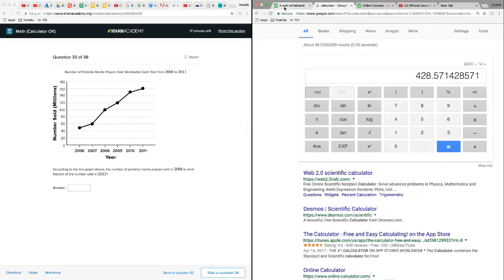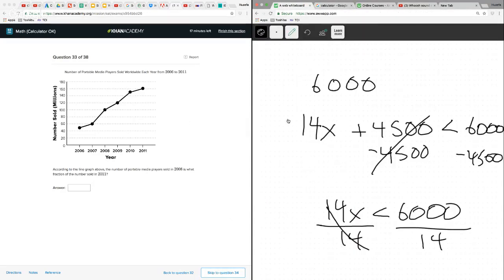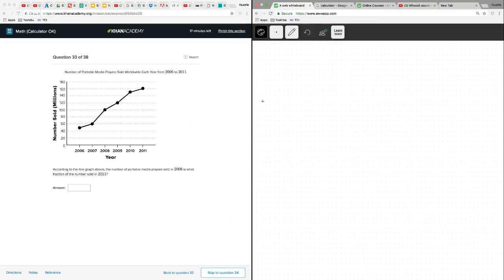Next question here. Number of portable media players sold worldwide each year. According to the line graph above, the number of portable media players sold in 2008 is what fraction of the number sold in 2011? So 2008 and 2011. I just totally blanked out for a second. The number of portable media players sold in 2008 is what fraction of 2011?